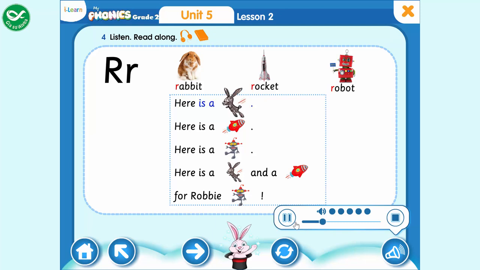Here is a rabbit. Here is a rocket. Here is a robot. Here is a rabbit and a rocket for Robbie Robot.